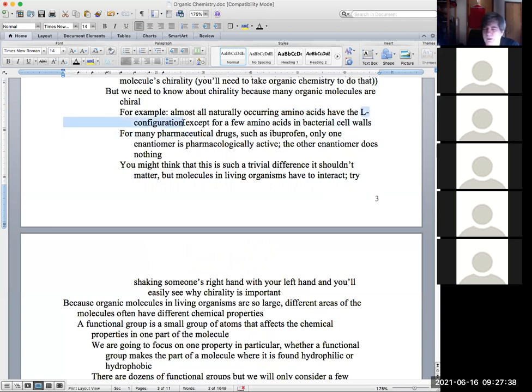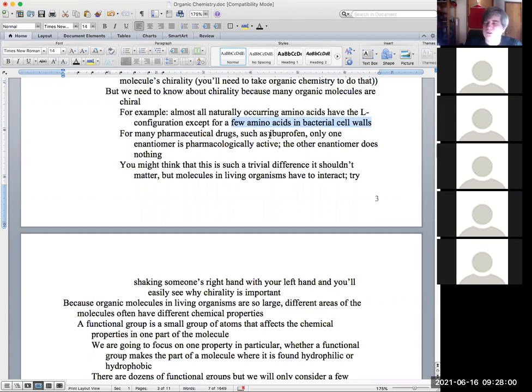And all the amino acids that are found in nature have the L configuration. L and D are the two designations for kind of the right and left hand. The only exception to this is there's a few weird D amino acids in the cell walls of some bacteria.